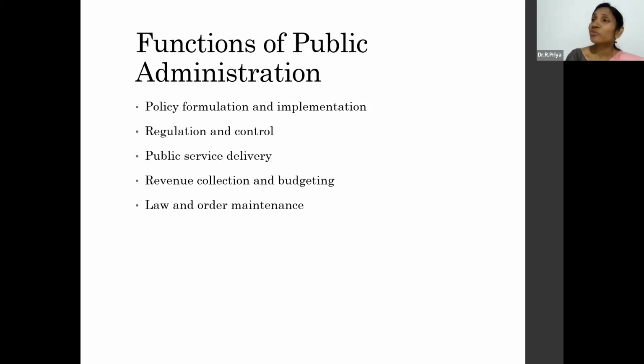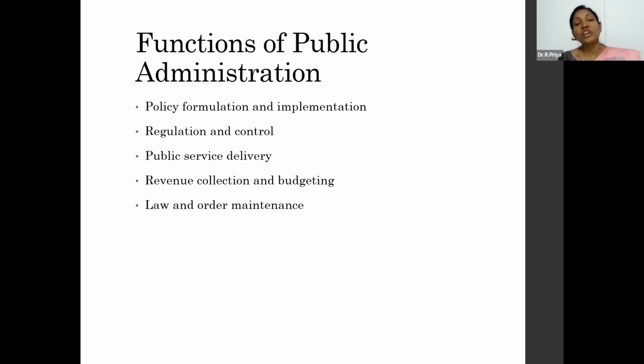Example, the construction of national highways or the running of public hospitals, like AIIMS. So these are the aims, that every district has its headquarters hospital. So providing these services is also one of the major functions of public administration.